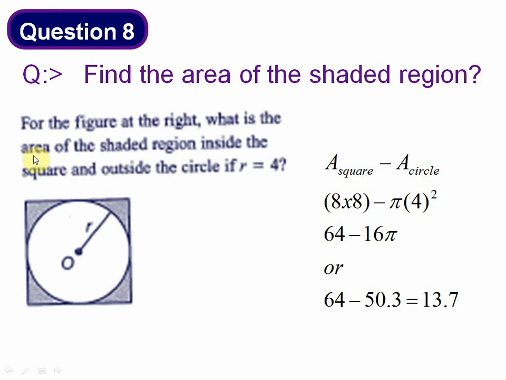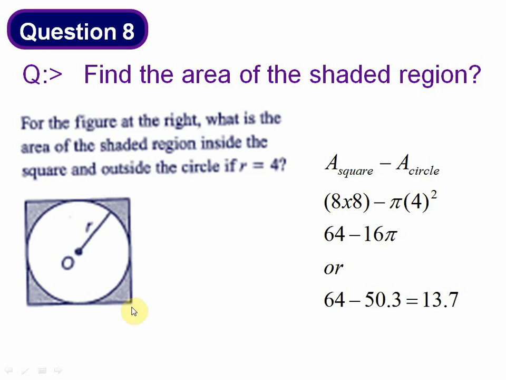Question number 8 is a tricky one. He said to find the area of the shaded region. As you can see, this is a square. He said that the figure is a square enclosed by a circle. Inside the circle, the radius is 4 centimeters. From the center to the corner distance is 4 centimeters, and the diameter is 8 centimeters. So it means that the side of the square is 8 centimeters. First we have to understand the figure.